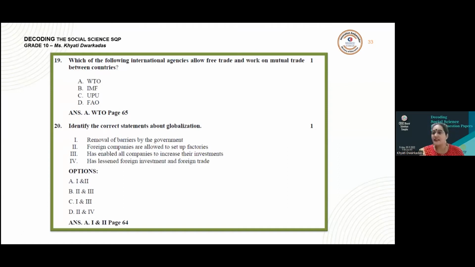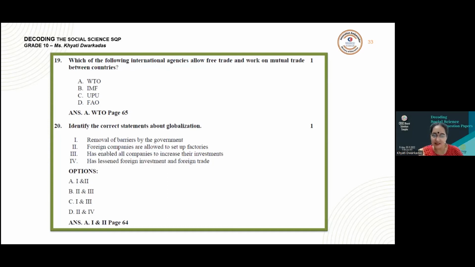Look at question 20, which is the final MCQ. Identify the correct statements about globalization and look at the way they have put it. 1 and 2, 2 and 3, 1 and 3, 2 and 4.